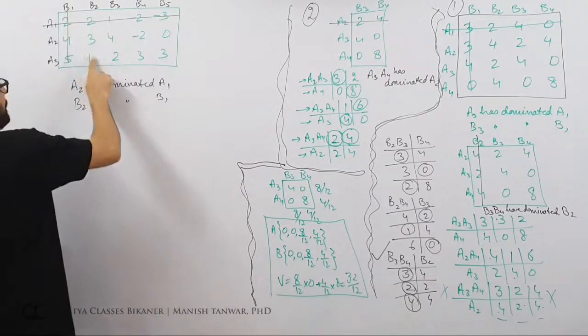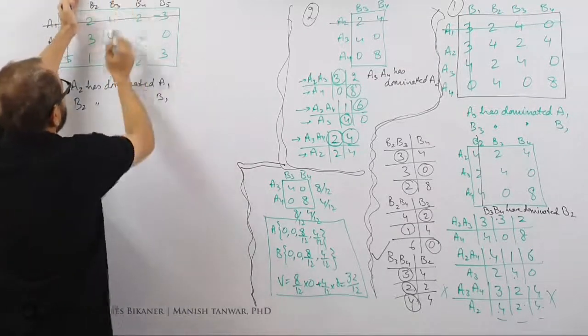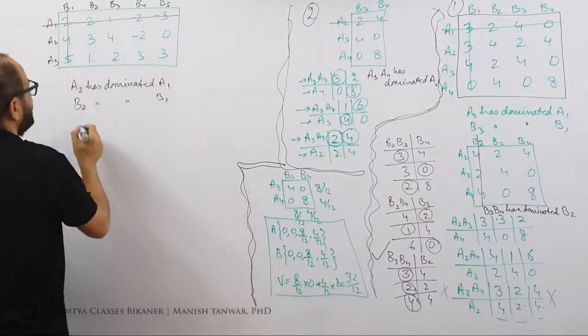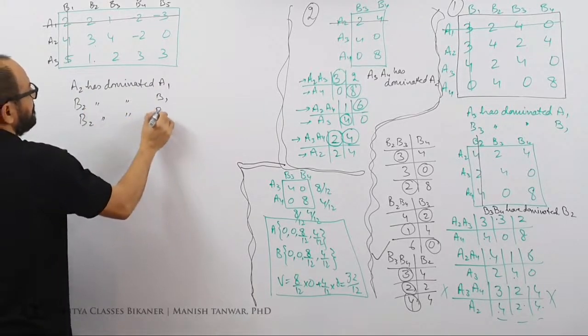This is a good question. We are getting a lot of dominance. Then B2 against B3. In 3, 4, 3 is better. In 1, 2, 1 is better. B2 looks like being a very good player. B2 has dominated this time.